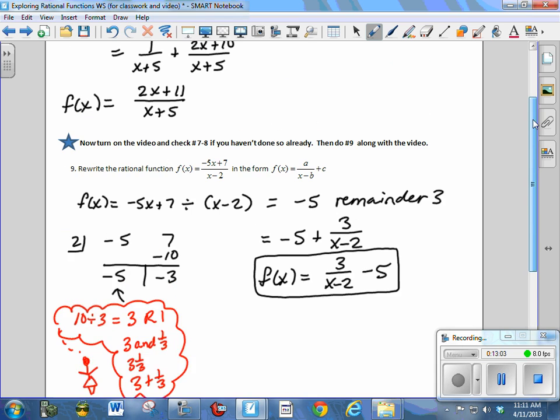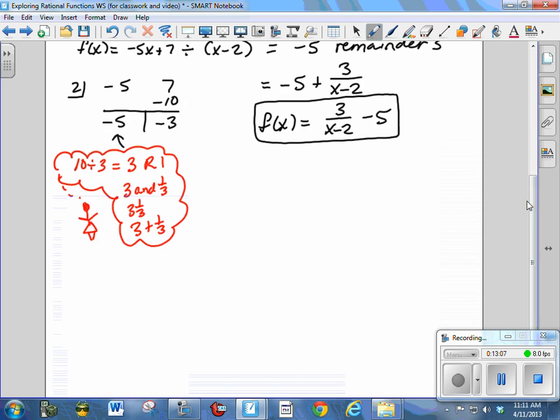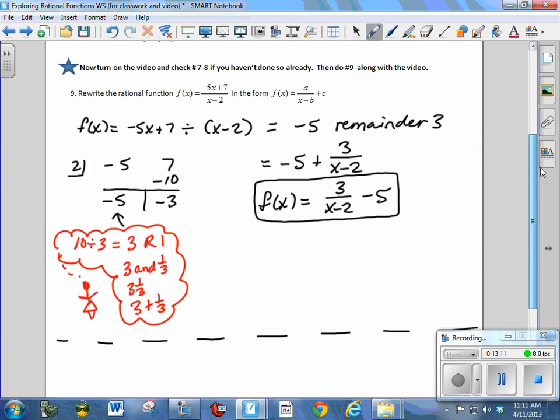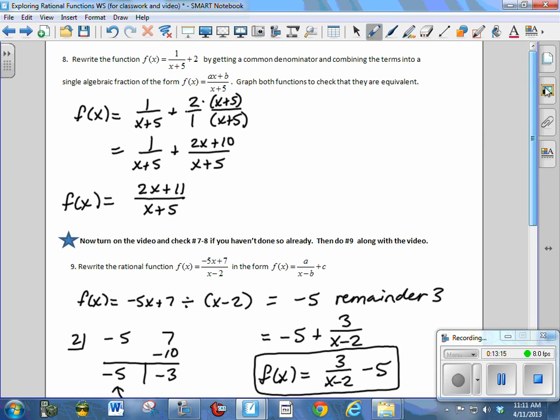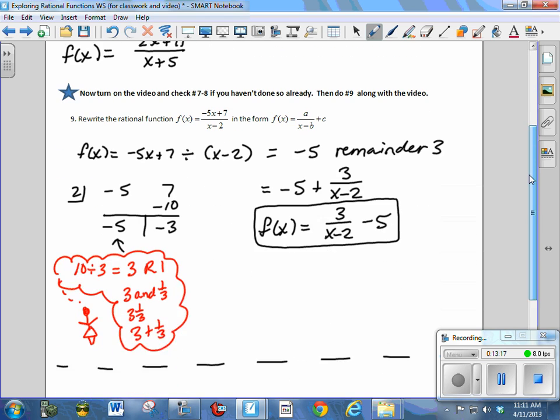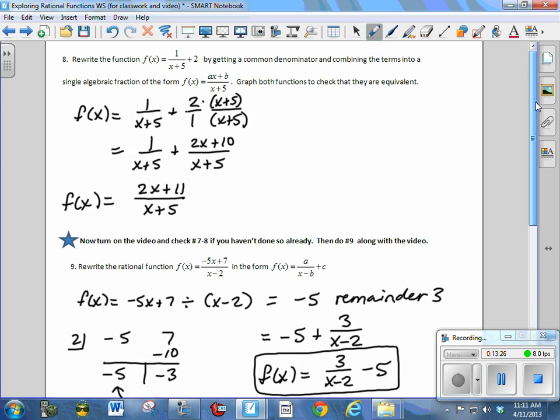Now I want to look at these graphs. I want to look at a couple things. You've got some extra space on the bottom here. Draw a little line. I want to examine the two forms of the graph and what they tell you about the asymptotes, because we know what this particular form, the a over x minus b plus c, tells us. But what does the other form tell us?